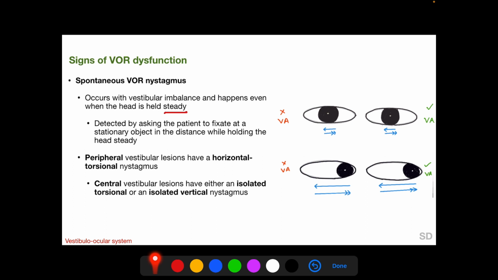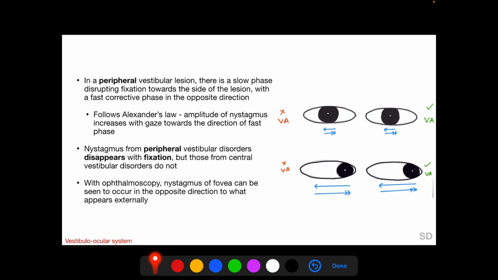Lesions of the peripheral vestibular apparatus cause a combined horizontal torsional nystagmus, and lesions of the central vestibular connections have either an isolated torsional or an isolated vertical nystagmus, and this difference is important to remember. In the nystagmus occurring due to a lesion of the peripheral vestibular apparatus, the slow phase which disrupts the fixation occurs towards the side of the affected peripheral vestibular apparatus, and the fast corrective phase occurs in the opposite direction. So if the right vestibular apparatus is affected, the slow phase occurs towards the right side and the fast corrective phase occurs towards the left side.